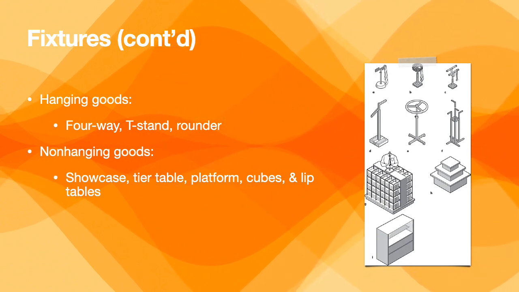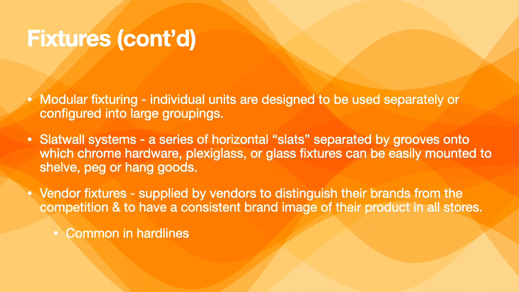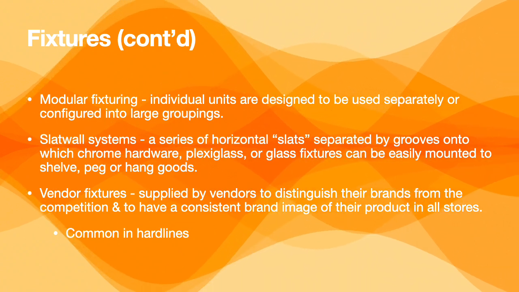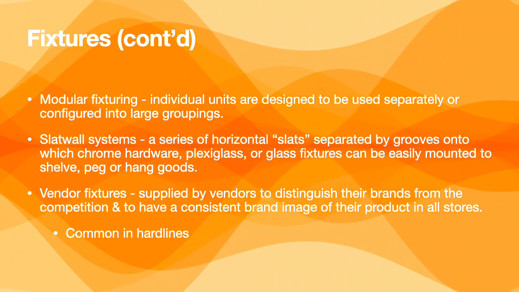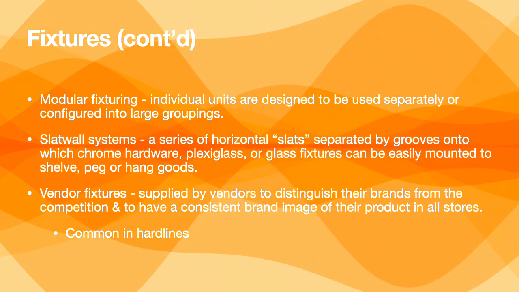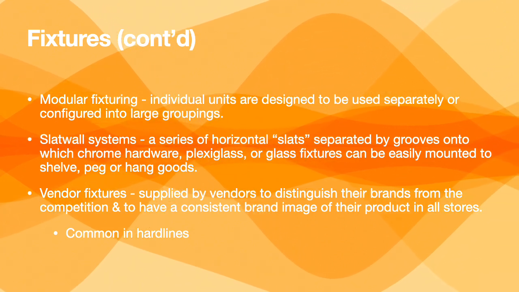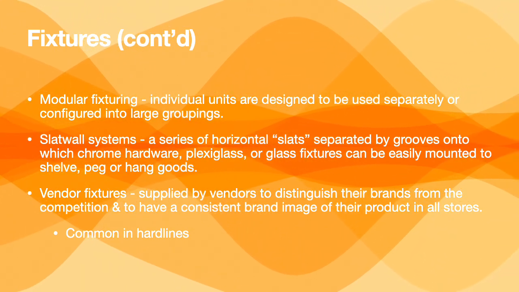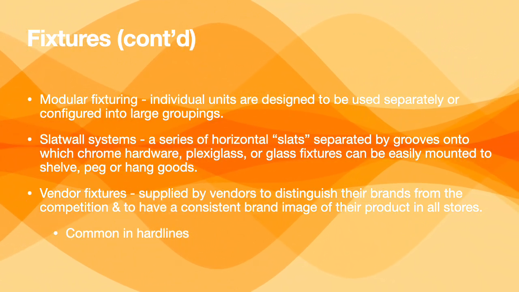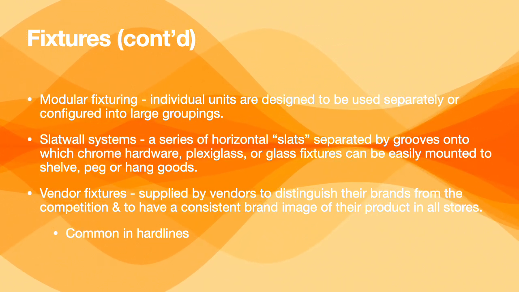Modular fixturing consists of individual units that are designed to be used separately or configured into a large grouping. Slatwall systems are a series of horizontal slats separated by grooves onto which chrome hardware, plexiglass, or glass fixtures can be easily mounted to shelve, peg, or hang goods.